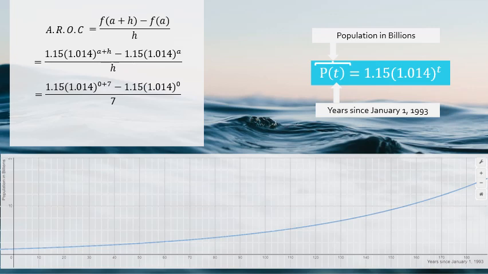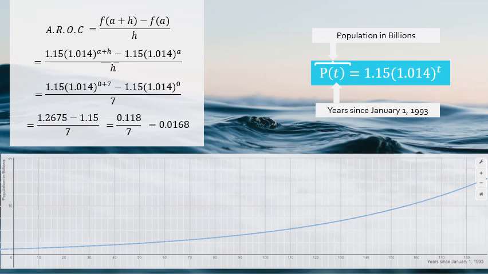We calculate the populations at those two dates as 1.2675 billion and 1.15 billion. Then we subtract the 1993 population from the 2000 population, and then we divide the result by the number of years to get an average rate of change of 16.8 million people per year.